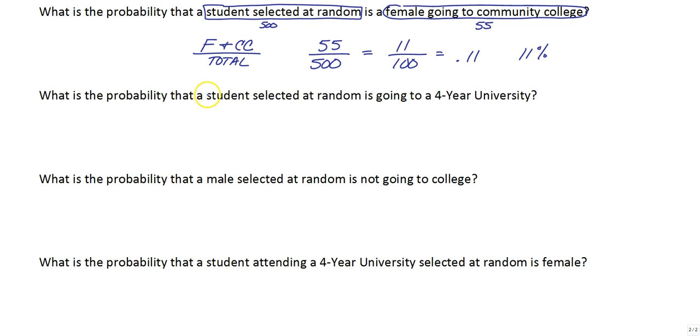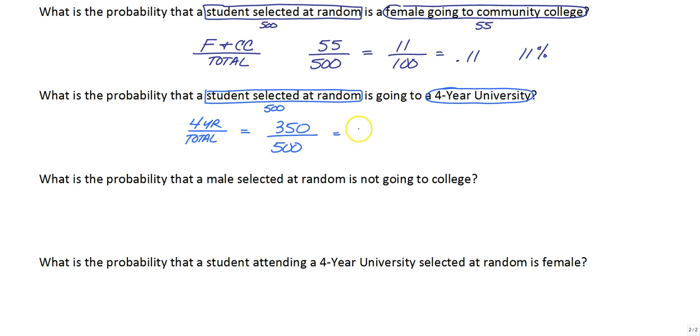So our pool of students for this one is a student selected at random. So that is, again, all 500 students. And this is going to a 4-year university. So this is one of those marginal totals. So it's 4-year over total. There are 350 students going to a 4-year university out of 500, which of course will reduce to 7 out of 10, which is 0.7 or 70% of students are going to go to a 4-year university. Okay? So if you got that, you're good to go.